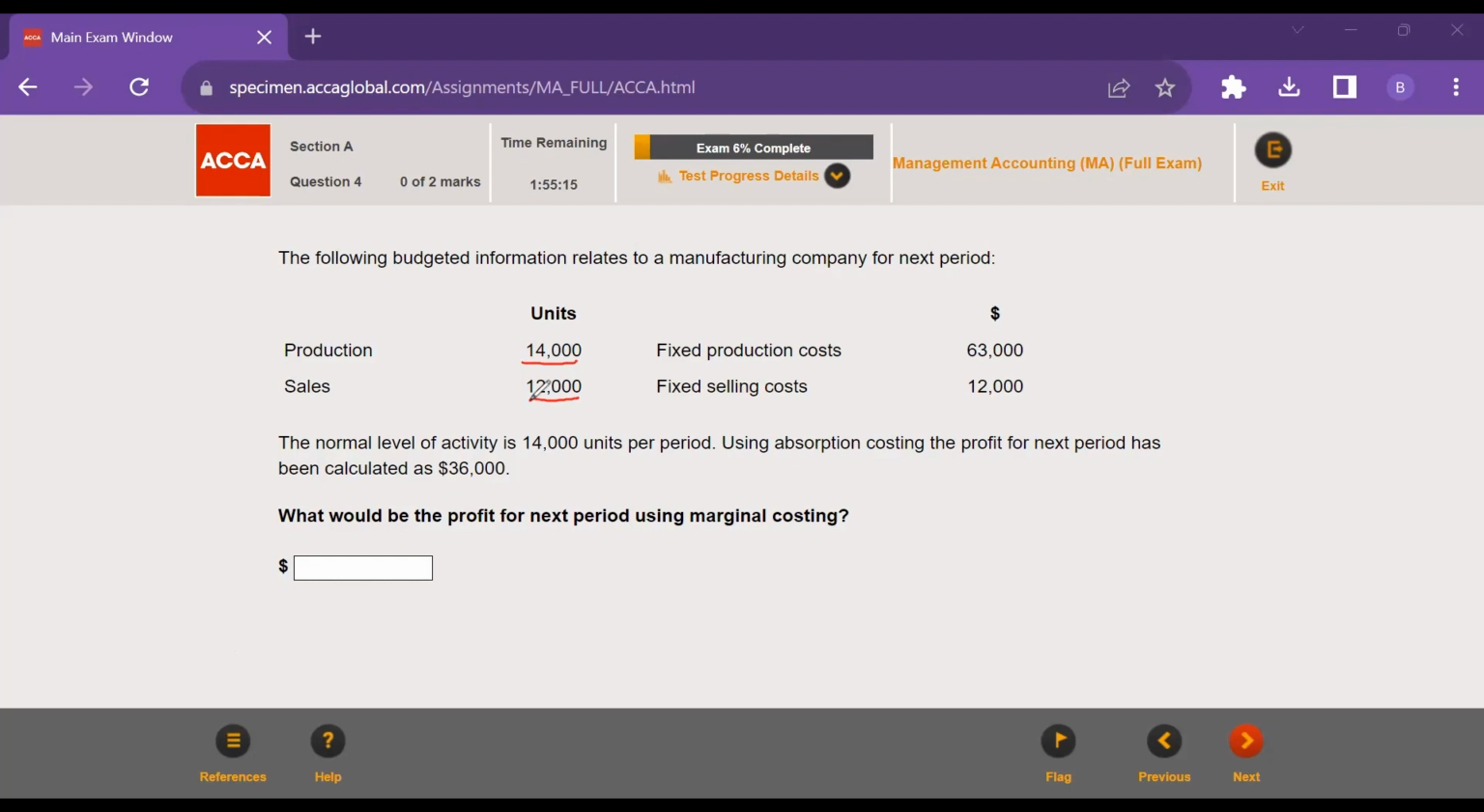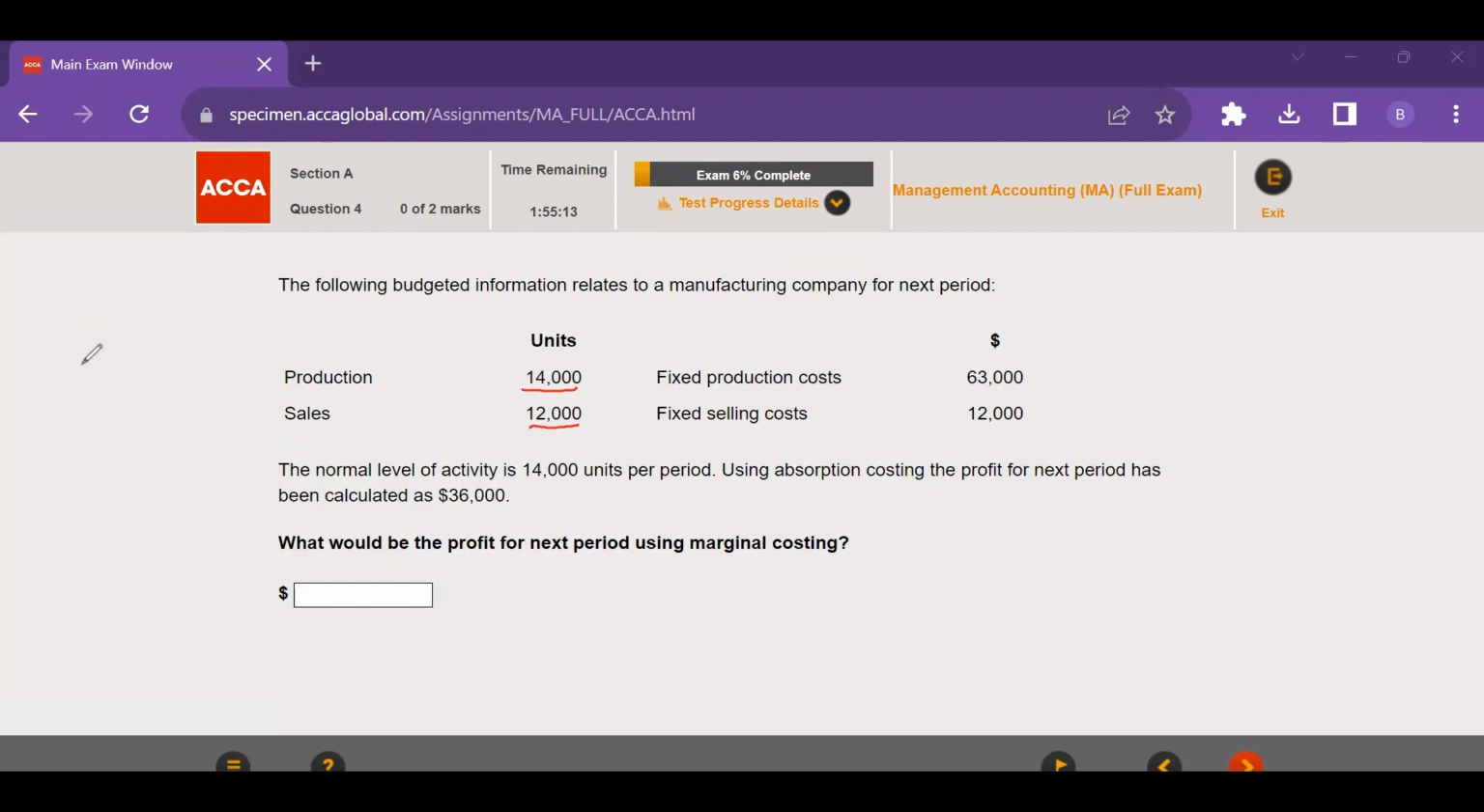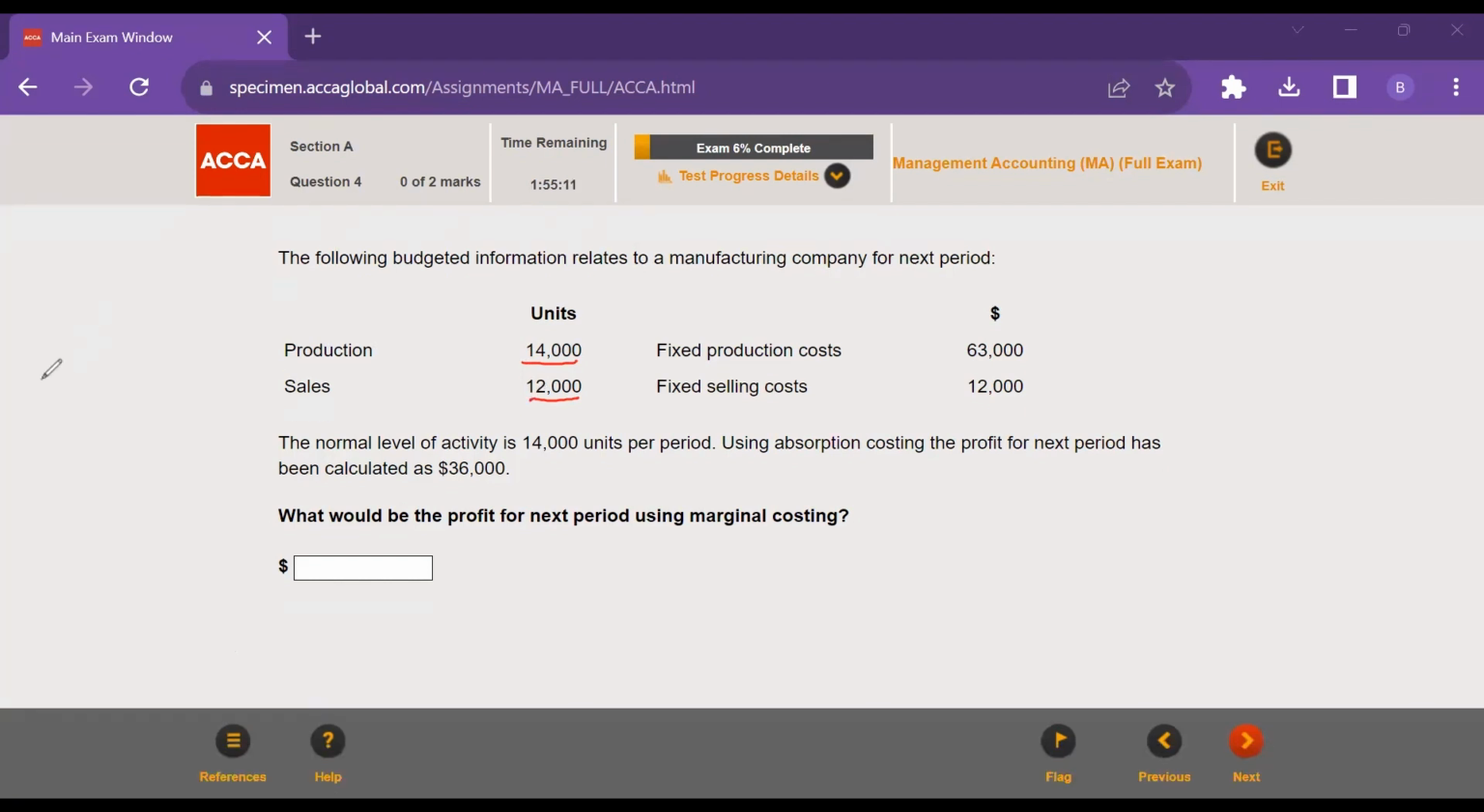That means we have a closing inventory of 14,000 minus 12,000, which is 2,000. So I can say that my closing inventory is 2,000 units. Now, when inventory is increasing, we have a closing inventory over here. So the profit under your absorption costing will definitely be higher than your profit under marginal costing.